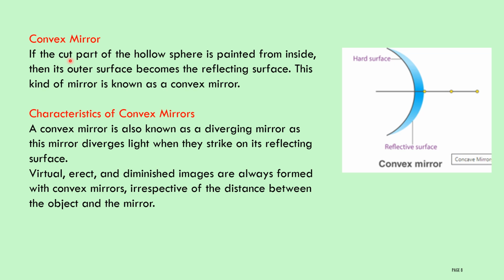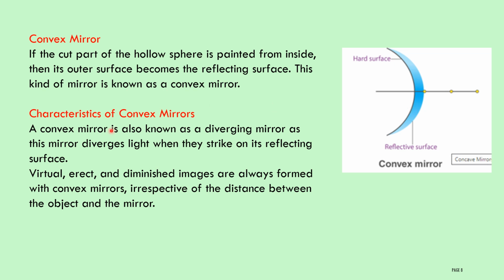Convex mirror. If the cut part of a hollow sphere is painted from the inside, then its outer surface becomes the reflecting surface. This kind of mirror is known as a convex mirror. Here, the convex mirror is part of a sphere whose inner part is painted, so it works as a hard surface. The outer surface of the sphere acts as the reflecting surface. This type of mirror we call a convex mirror.